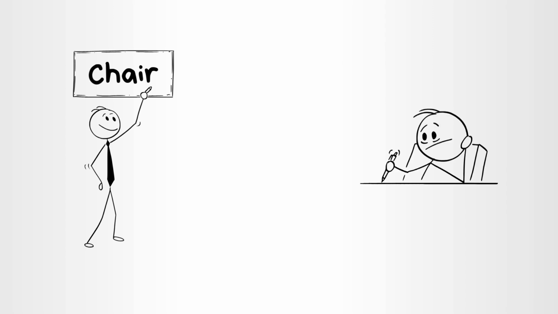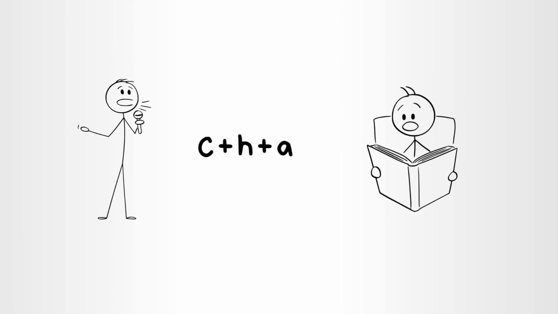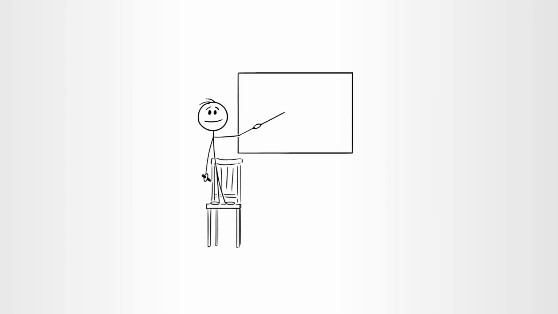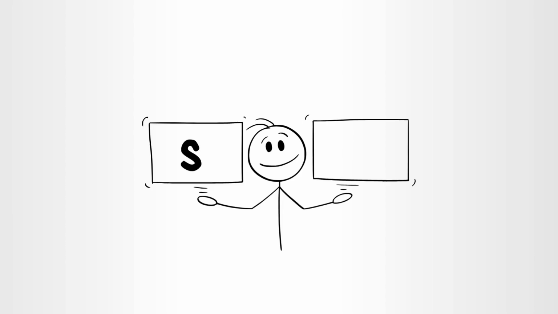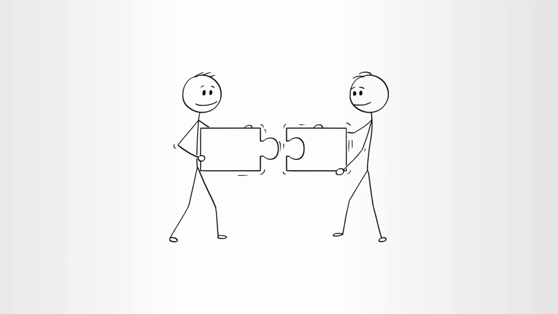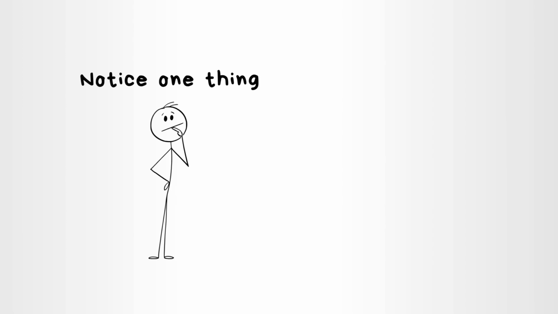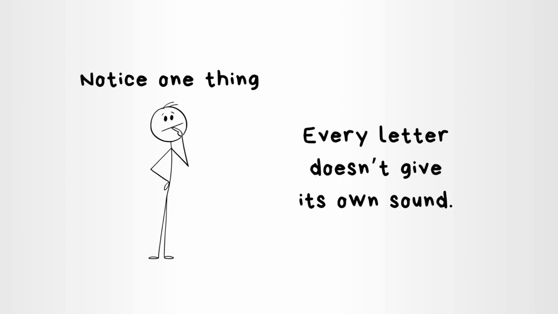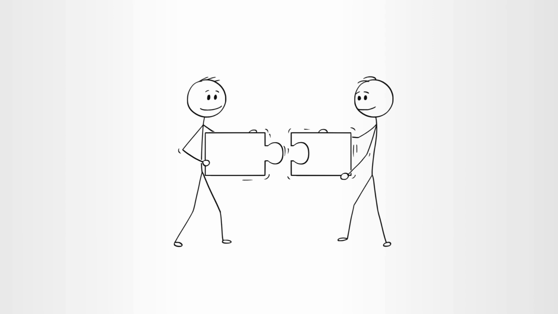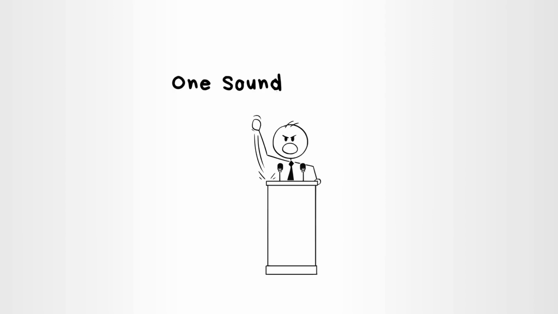Look at one word, chair. When we write it, we write chair. But when we read it, do we say C-H-A-R? No, we say chair. Now look at another word, ship. Here again, S and H do not give separate sounds. They join together and make one sound. Shh. Did you notice one thing? Every letter does not give its own sound. Some letters join together and make one new sound.